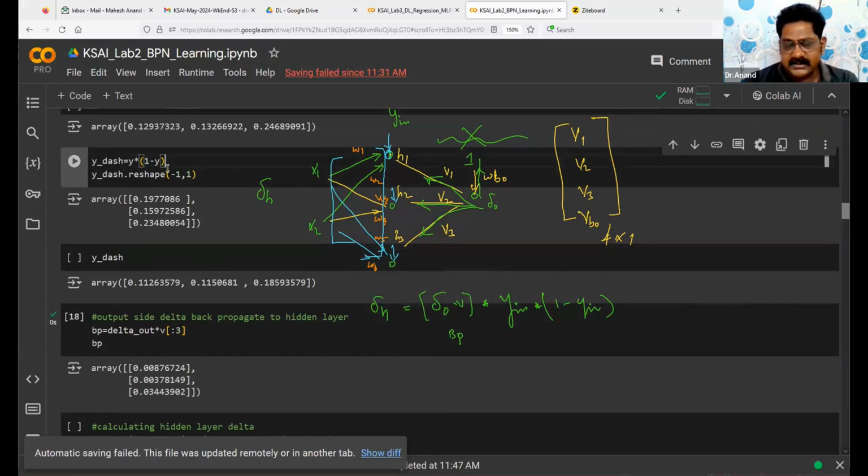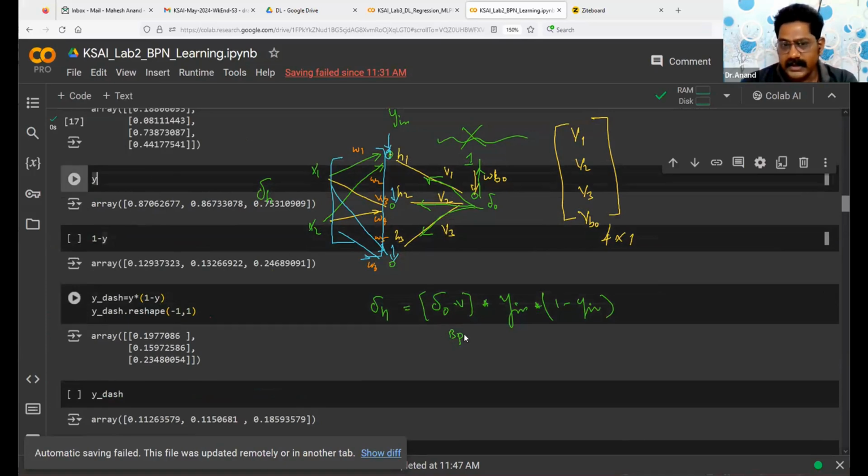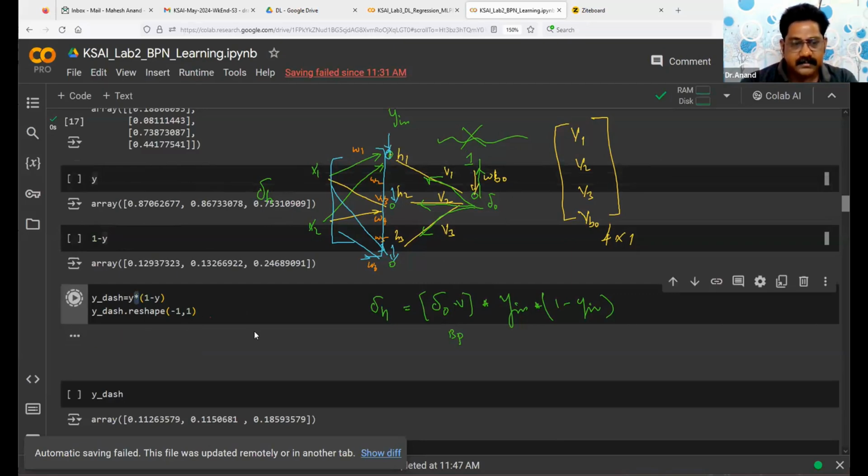Again, for this one, I don't have the bias value, right? Only Y in will have the concatenated one, but I don't require that, because you are going to multiply already, that is the vector of dimension 3. Here also you should take 3 dimensions. So the fourth one, the bias input, is not at all required. So Y into 1 minus Y, this calculation is being done.